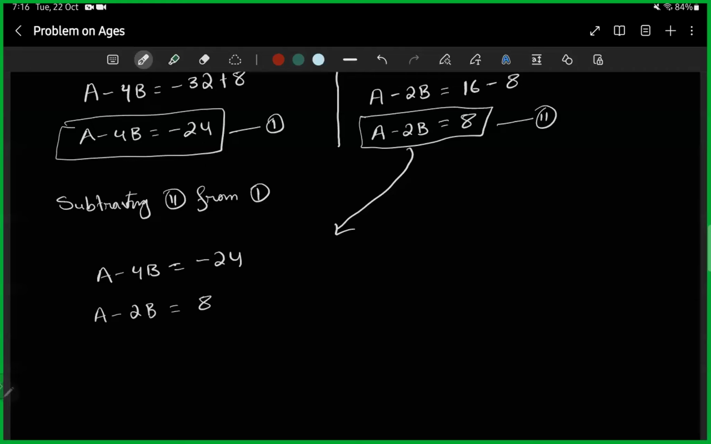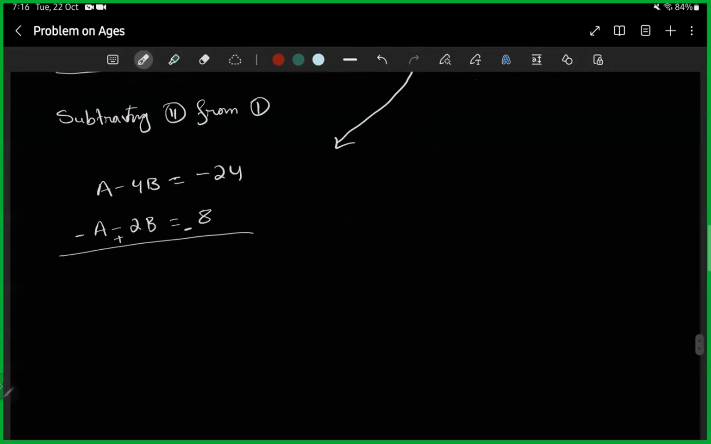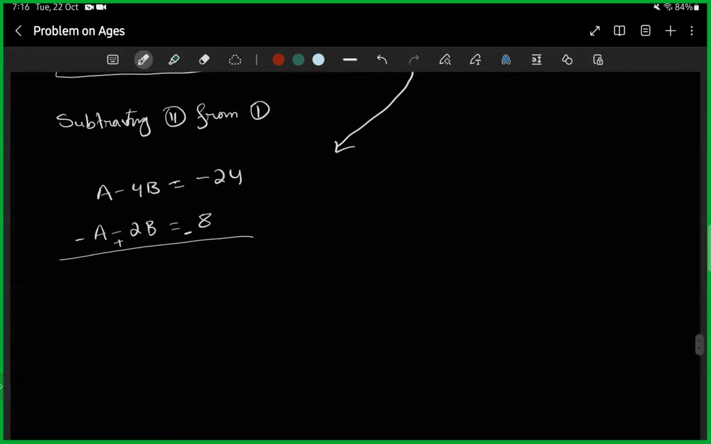And since you are going to subtract, the sign will change. This plus A will become minus, minus 2B will become plus, this changes into a negative sign. What we get here is, plus A and minus A get cancelled. Minus 4B plus 2B will give you minus 2B equals, this minus and minus sign will remain the same, but you have to add the number. So this becomes 32 again.